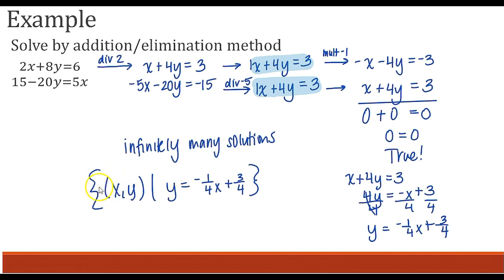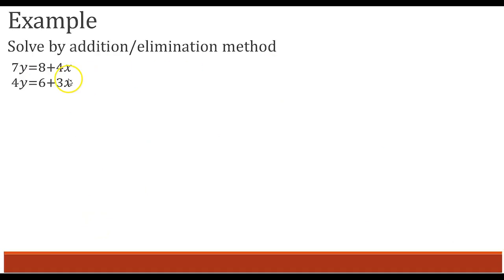So this is that set builder notation that we learned a while ago when we were looking at interval notation and set builder notation. So this is all coordinate points x, y that are on this line that satisfy both equations because they're the same equation. And in this next example, we'll solve again by addition or elimination.